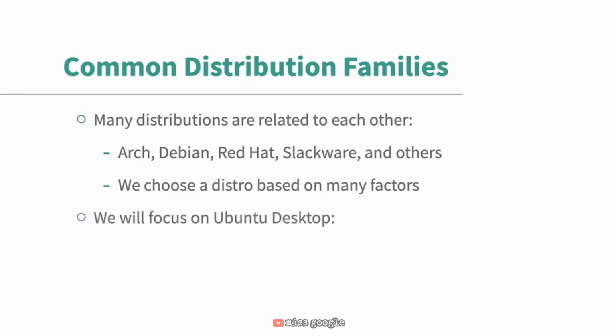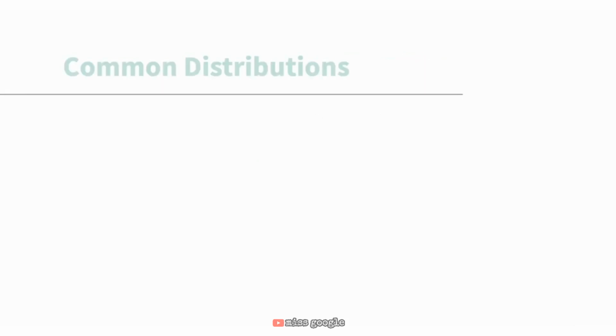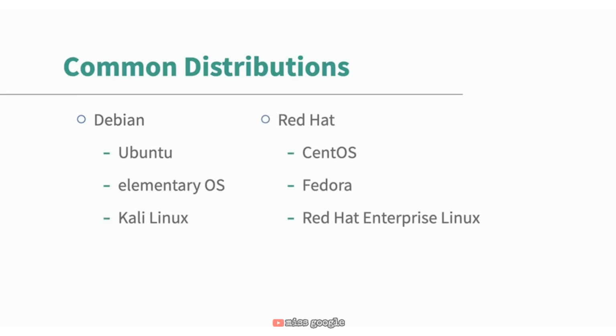In this course, we'll focus on Ubuntu Desktop, which is based on Debian Linux. Ubuntu Desktop is user-friendly, and it includes many tools and programs that make it a good choice for learning about Linux. In your work, you may use Ubuntu, or you may find yourself using another distro. In practice, many companies and organizations use a distribution of Linux derived from either Debian or Red Hat. Linux Mint, Ubuntu, Elementary OS, and Kali Linux are all derived from Debian. CentOS, Fedora, and Red Hat Enterprise Linux are all part of the Red Hat ecosystem. Though, as I mentioned, there are many other distributions in common use too.